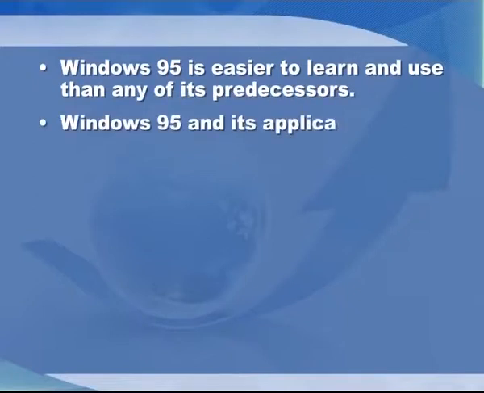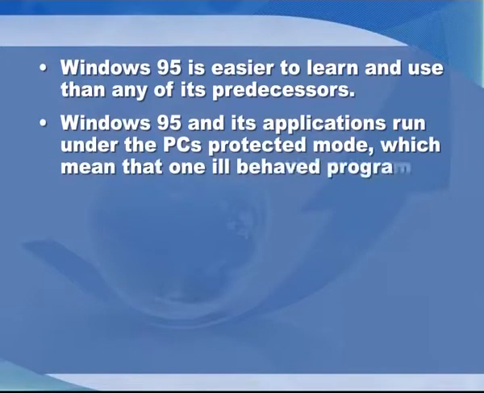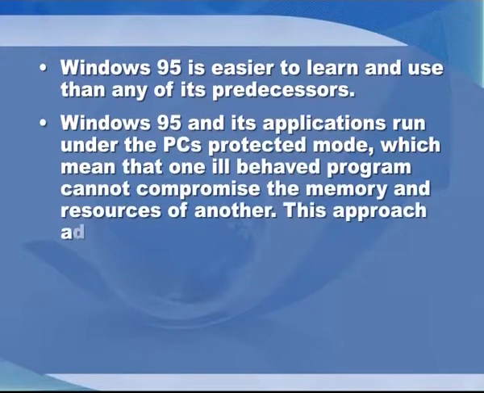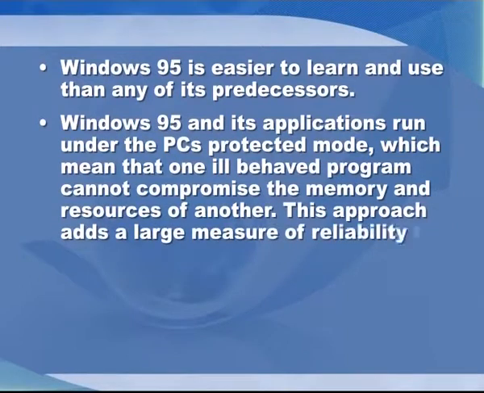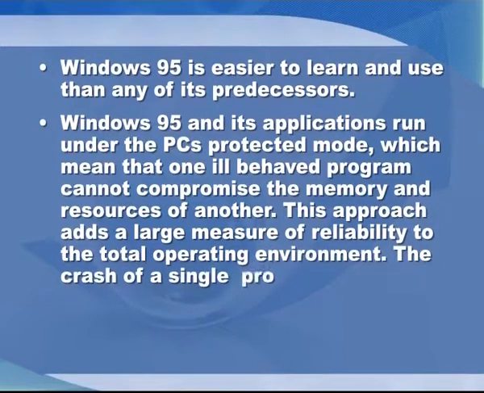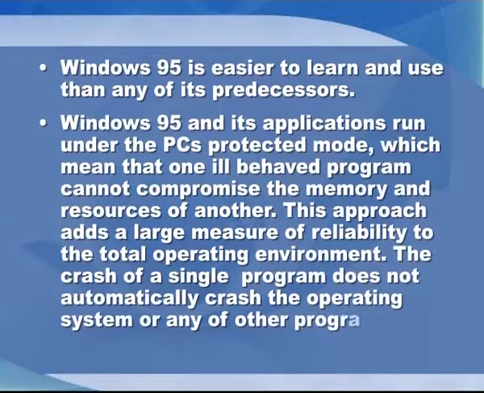of its predecessors. Windows 95 and its applications run under the PC's protected mode, which means that one ill-behaved program cannot compromise the memory and resources of another. This approach adds a large measure of reliability to the total operating environment. The crash of a single program does not automatically crash the operating system or any of the other programs.